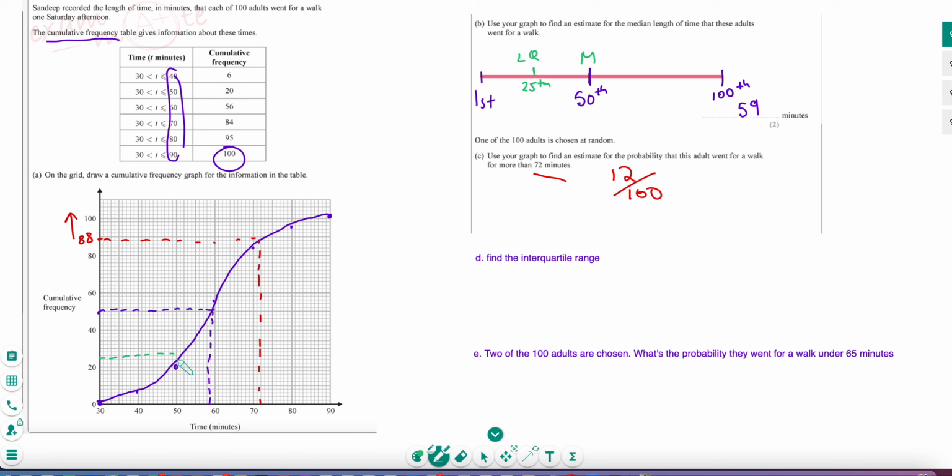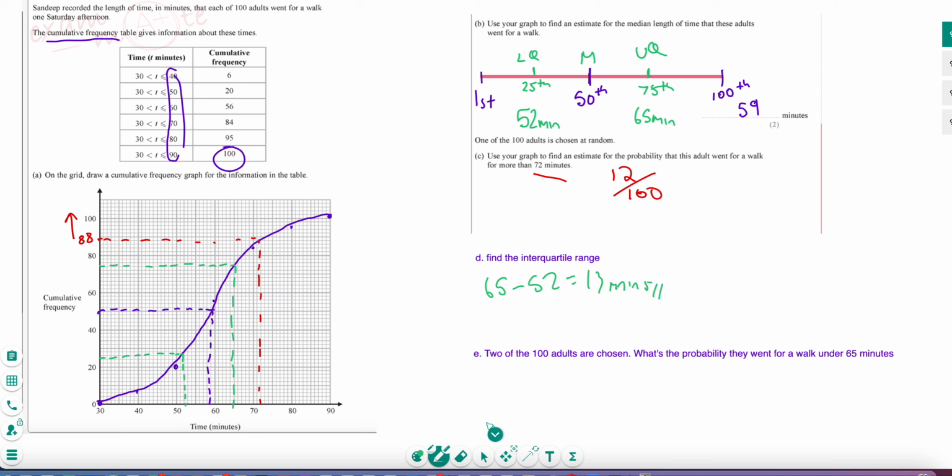And then go down. That's about 52. So the lower quartile is 52 minutes. And the upper quartile is the gap between 50 to 100, which is the 75th person. So we're going to go across to 75 on the y-axis. So 60, 70, 75 is here. So the upper quartile is 65 minutes. And interquartile range is the difference between the upper and the lower quartile. So 65 minus 52 is 13. So 13 minutes.